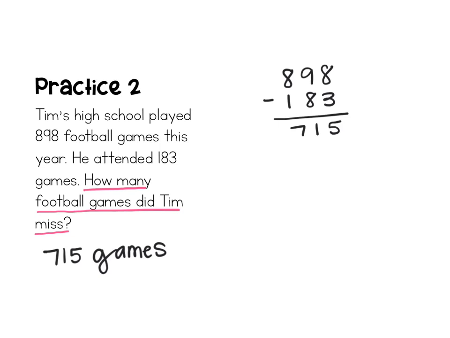that Tim missed. I can check this work by saying that Tim went to 183 games and missed 715 games. If I add them together, I should get the total number of games. 898 is the total number of games, so my answer is correct.